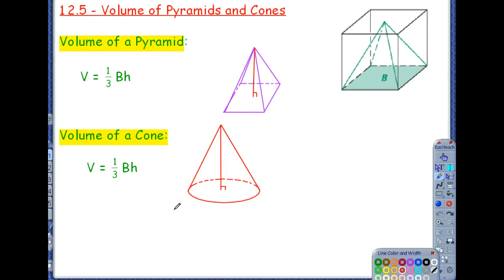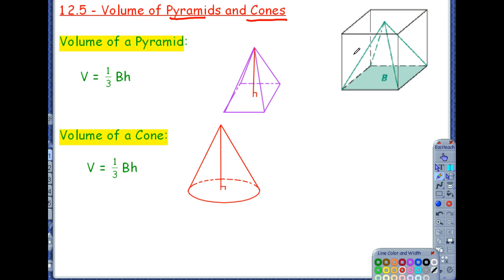Section 12.5 is going to continue with volume of some other solids. We've already discussed the surface area formulas for these two solids. Notice pyramids and cones is what we're going to talk about today. And why would they be thrown in the same section? Well, just like when we did prisms and cylinders, they had some unique characteristics the same.